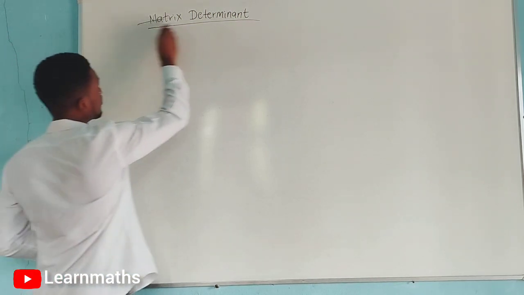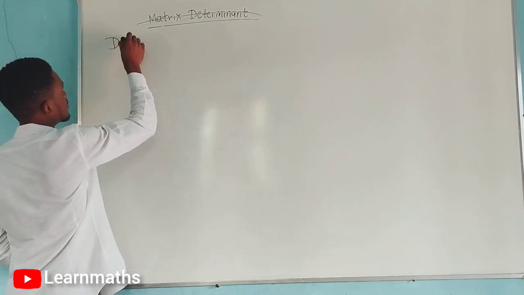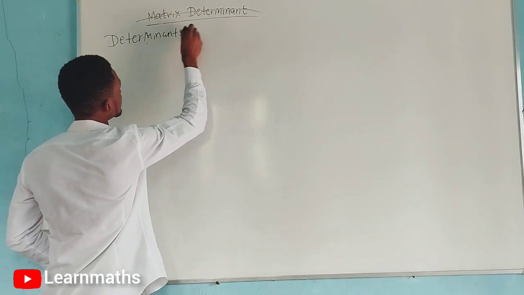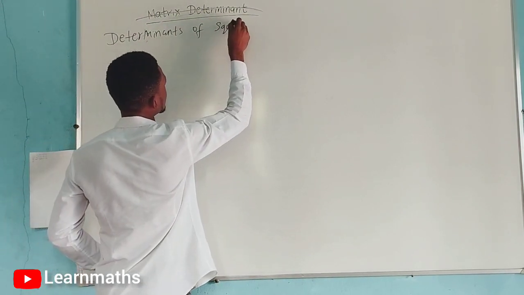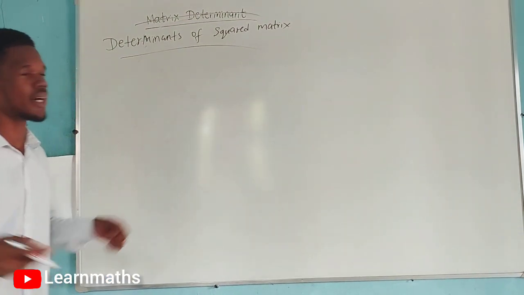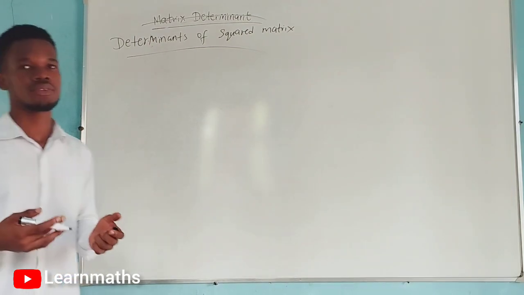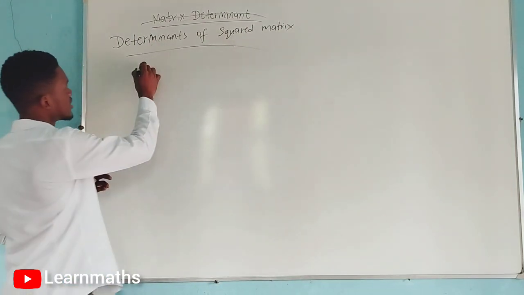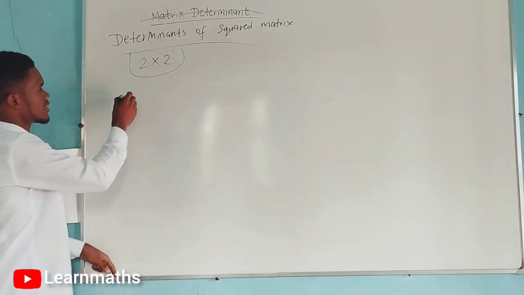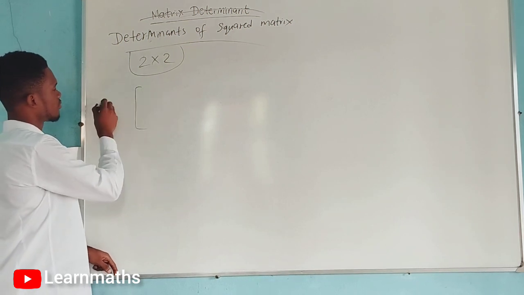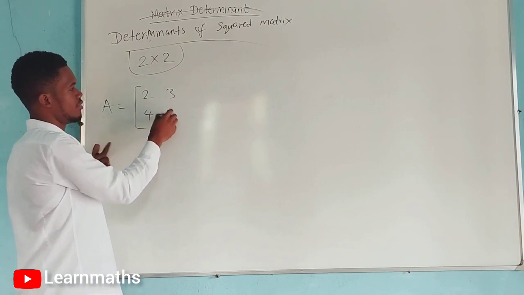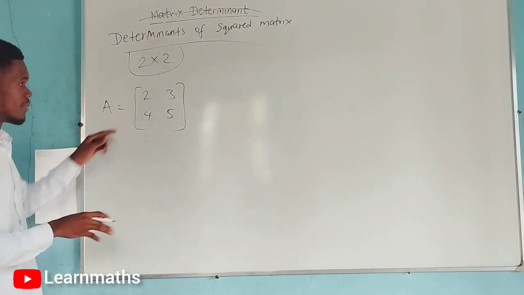So I'm going to rewrite this as determinant of squared matrix. Okay, so let's start with finding the determinant of 2 by 2 matrices, right? We're going to start with finding the determinant of a 2 by 2 squared matrix. So this is the first example here. This matrix A, let's say it's 2, 3, 4, 5, right? Let's find the determinant of A.